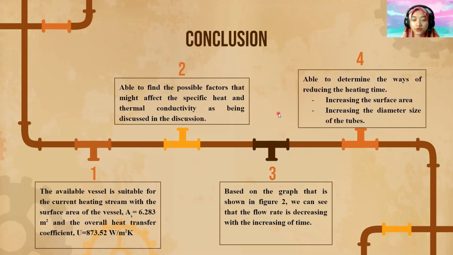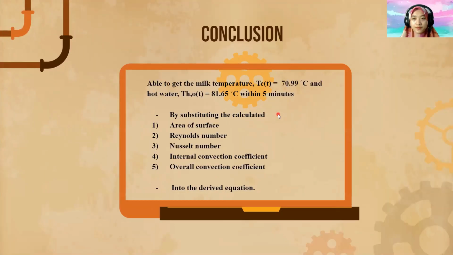Fourth, we are able to determine the ways of reducing the heating time by increasing the surface area and increasing the diameter size of the tube. Last but not least, we are able to get the milk temperature TC equal to 70.99 degrees Celsius and hot water TH out equal to 81.65 degrees Celsius within 5 minutes. This result is calculated by substituting the calculated surface area, Reynolds number, Nusselt number, internal convection coefficient, and overall convection coefficient into the equation that we already derived.